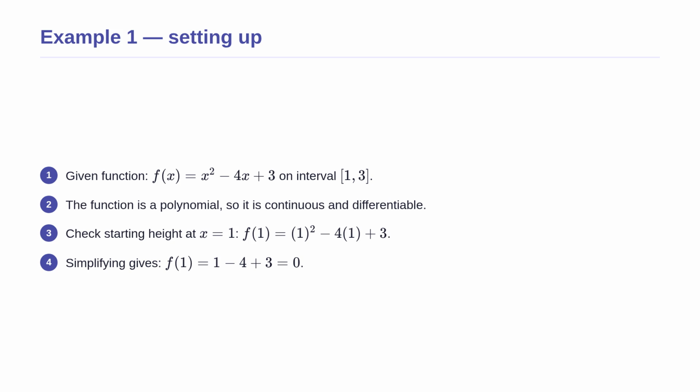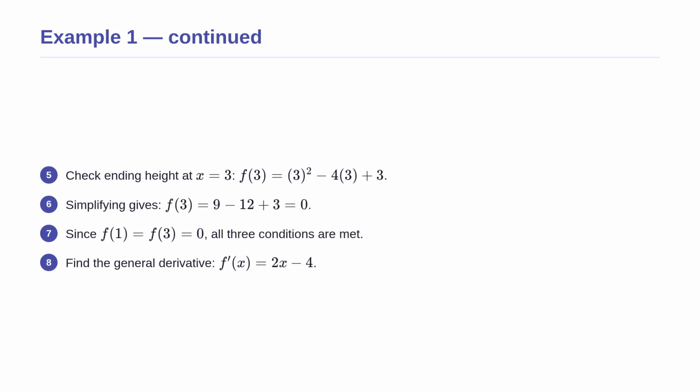Next, we must calculate the height at our starting point, x equals 1. By substituting 1 into the equation, we find that the starting height is exactly 0. It rests perfectly on the horizontal axis. Continuing with our endpoint checks, we must perform the exact same substitution for the ending point of our interval, which is 3. Plugging 3 into the equation yields 9 minus 12 plus 3, which also equals 0.